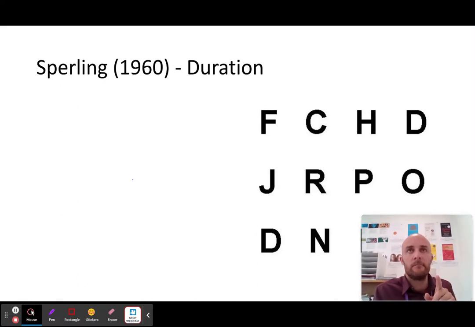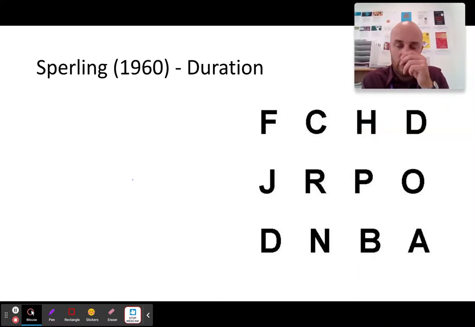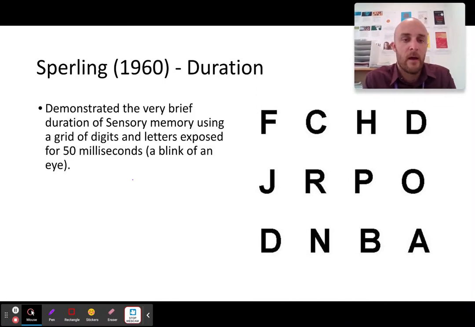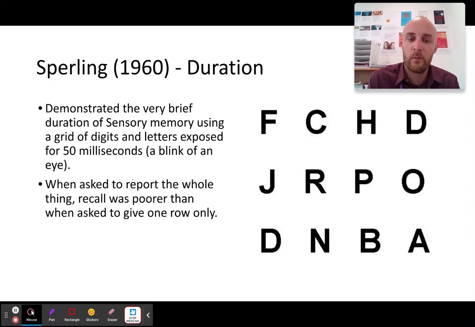If you stare at a light, stare at a light, then close your eyes, you're left with that buggy light thing that moves around in your eyes. That's sensory memory. Sperling wanted to test specifically the duration, not the capacity, not the coding. They showed participants a 4x3 grid of letters like the one on the screen, and they would expose it for 50 milliseconds. So this would flash up for 50 milliseconds, and then they were asked to write the whole thing.